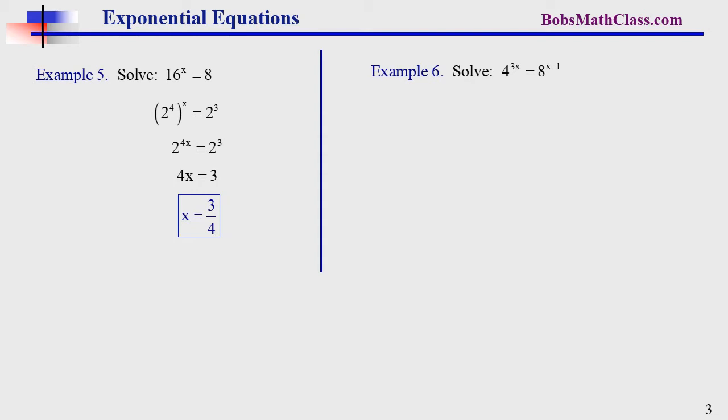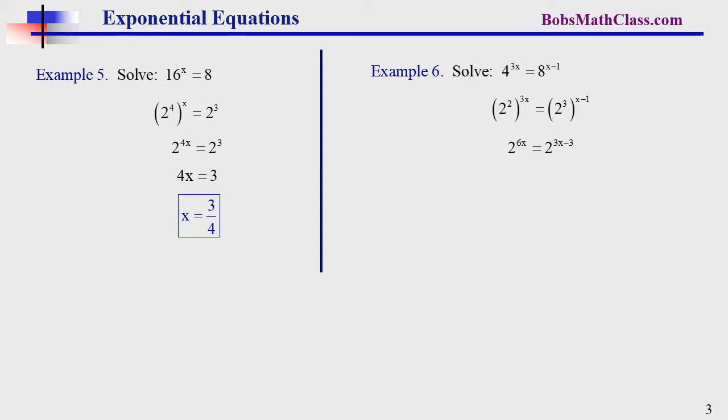All right, next example, example 6. Looks like the same thing, right? We could rewrite both of them with a base of 2. So let's do that. 4 is 2 squared, and 8 is 2 cubed. On the left, multiply the 2 times 3x, and on the right, multiply the 3 times x minus 1, so distribute on the right. So 2 to the 6x equals 2 to the 3x minus 3.